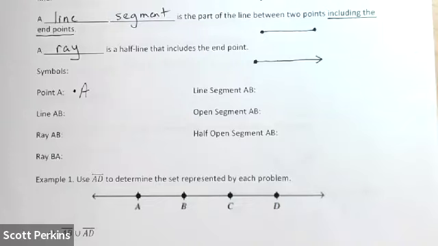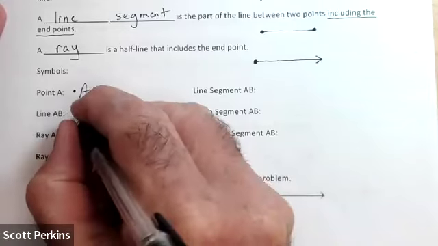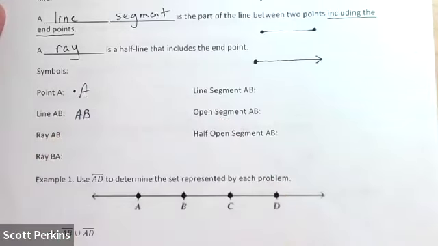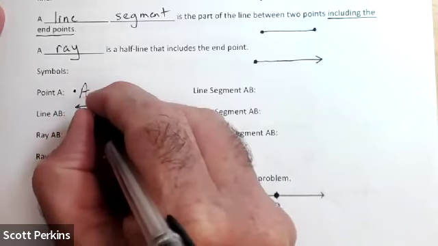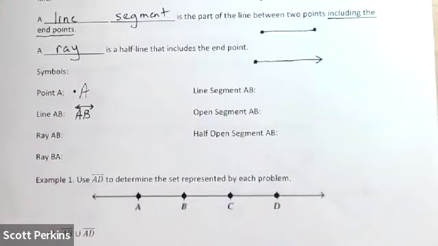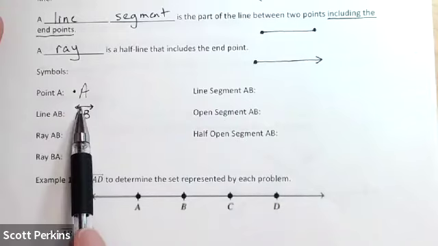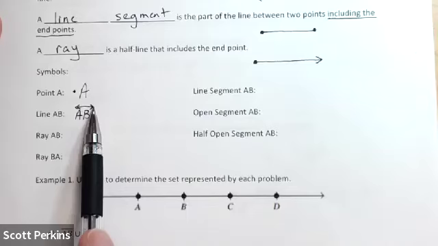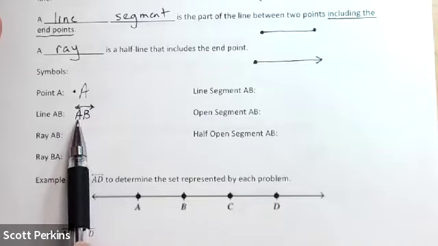If you want to declare to somebody that you're talking about the line defined by points A and B, whatever other points are on the line, you would write A and B. Those are the two points determining the distinct line. And then you'd put the symbol for a line up top, so you'd put the arrows on the end. That communicates that it's a line, because I see the line symbol up on top, and it's the line defined by points A and B.